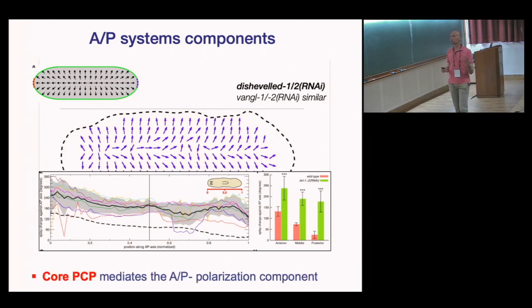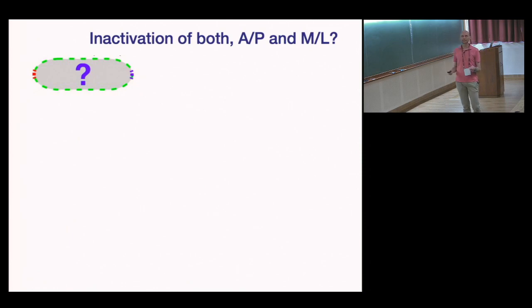So therefore, from this, it's clear that core PCP or the core PCP pathway is actually required for orienting cilia along the AP axis of the animals. And in this sense, a fun thing to ask was, okay, fine. Now, if disheveled or canonical PCP mediates orientation along the long axis, and this fat DAXs mediates the radial component, what would happen then if we take both away? Any guesses?